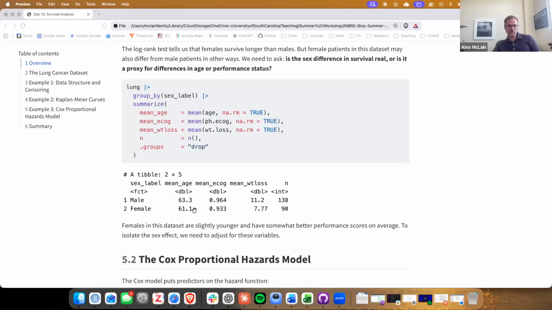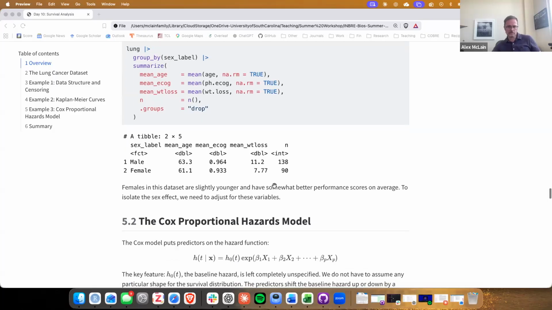We see that there are some differences in mean age. Males tend to be a little bit older than females, a couple years older on average at the start of the study. So that could be some of that effect that we saw. The ECOG score is a little bit higher for males, so that would go the opposite way, but overall they're relatively similar. We didn't adjust for weight loss, but we do see some differences in weight loss here too. So that's something that we could have looked at.